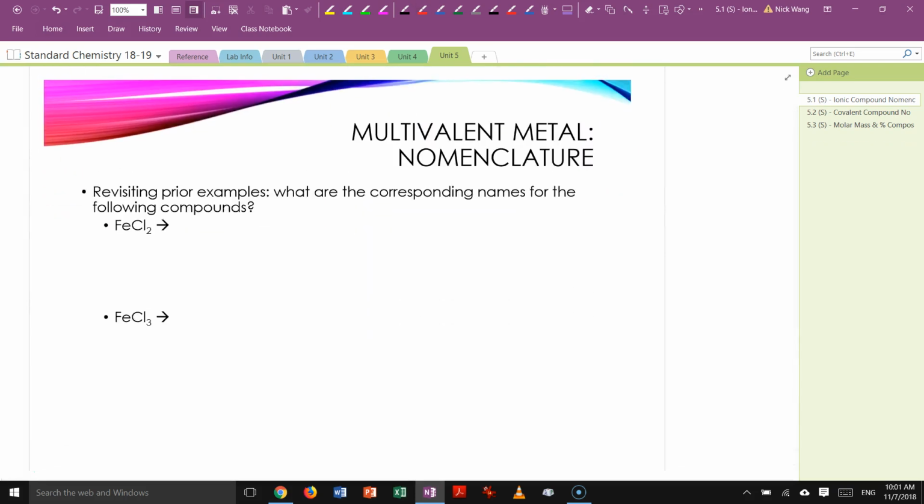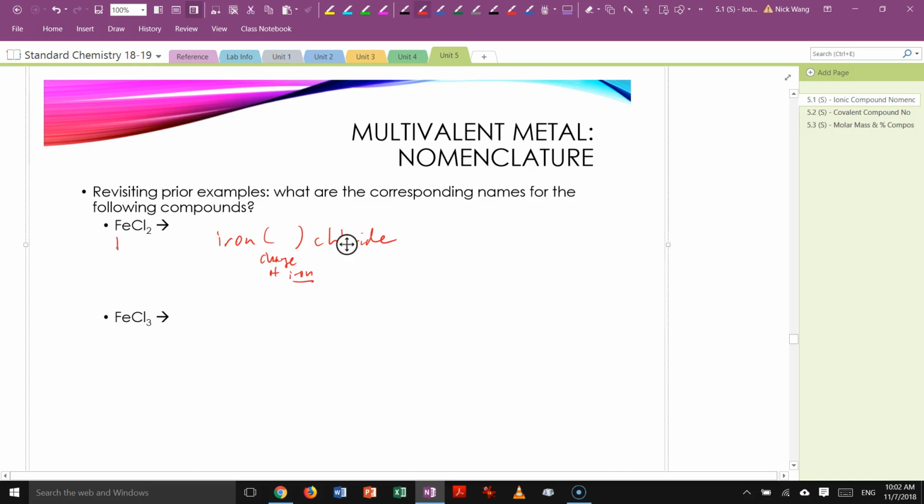All right, so with the multivalent metal stuff that we just did, let's take a look at how FeCl2 and FeCl3 will be named. First of all, the first element, iron, hasn't changed. But what I'm going to do here is write out iron chloride and know that the name is going to have a Roman numeral in there. If you remember, what exactly does a Roman numeral mean again? This represents the charge of the iron, not the chlorine. It has nothing to do with that.